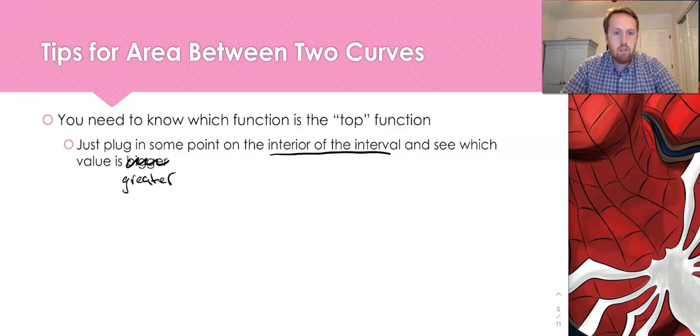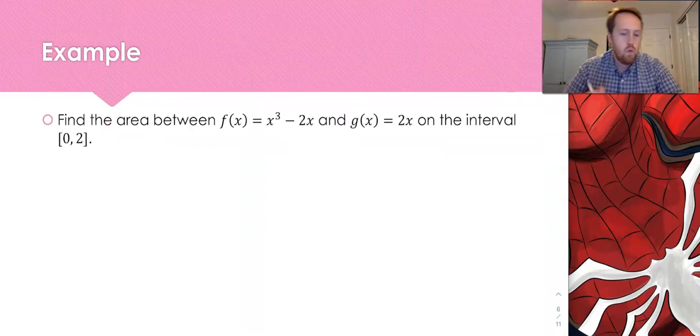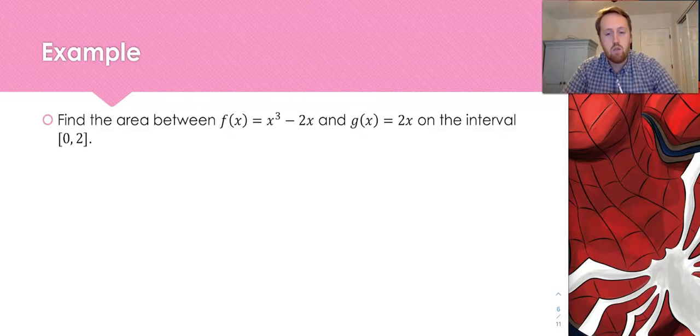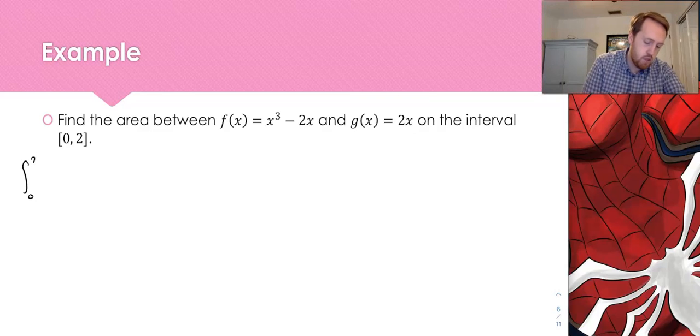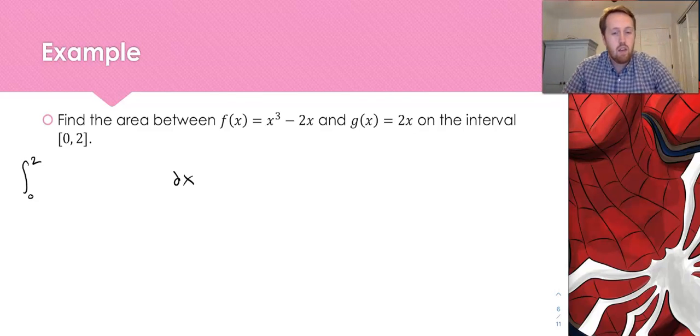Okay, so there's several slides talking about what we're doing, why we're doing it, how we're doing it. Now let's do it. Find the area between f of x equals x cubed minus 2x and g of x equals 2x on the interval 0 to 2. I know I want to do the integral, right? I know it's the integral from 0 to 2 of something dx. I just don't know what the something is. Is it f of x minus g of x or is it g of x minus f of x?